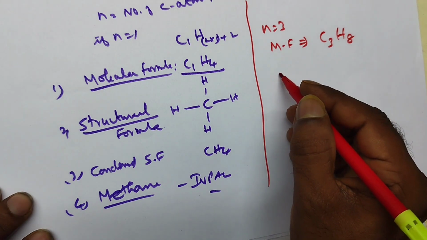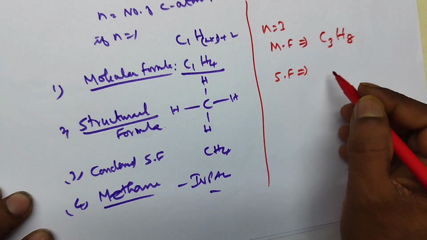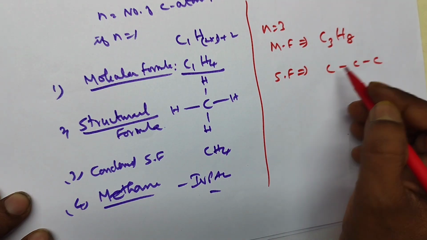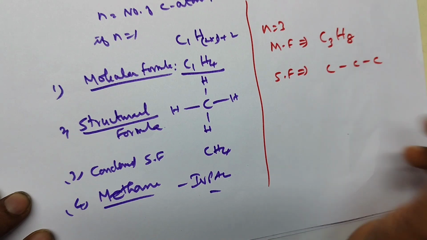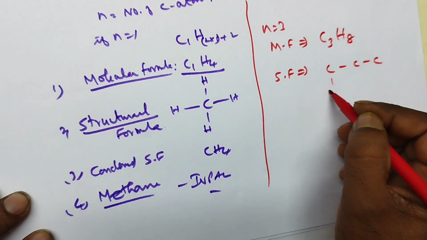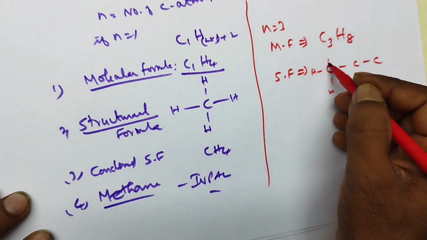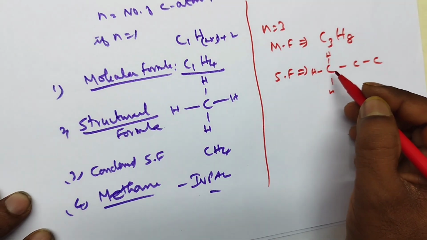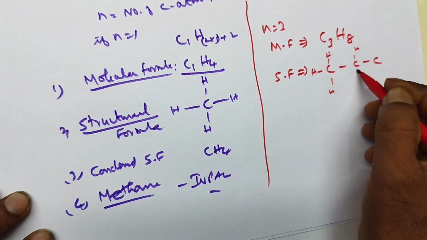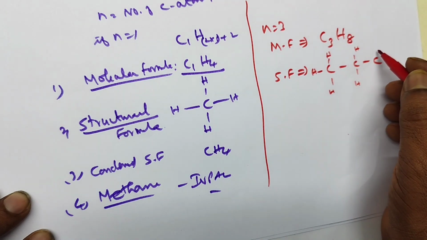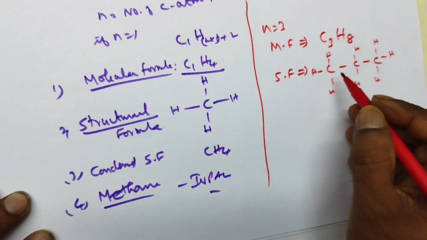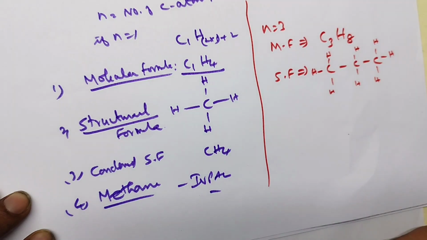What is the structural formula for this compound? You put 3 carbon atoms, and based on the valency of the atoms, you fill up the hydrogen atoms. You should not put more than this, because the valency of carbon is only 4. So here you put only 2 hydrogen atoms, and here you put 3 hydrogen atoms. Check: 3 carbon atoms and 8 hydrogen atoms.